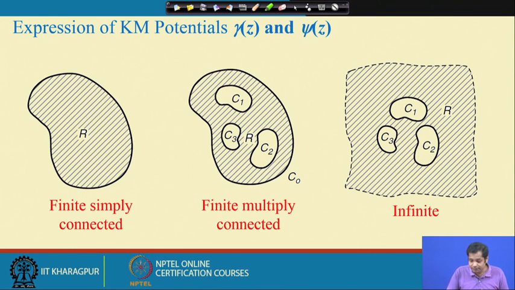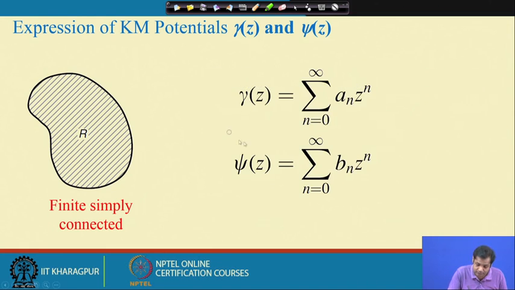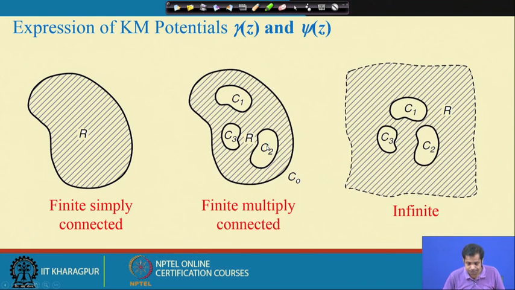You see, there are three different kinds of domain given here. One is the simply connected domain; we already discussed what a simply connected domain is, and it is a finite domain. It has a finite boundary. Then the second one is a finite boundary domain that is multiply connected. You have these internal holes in the domain. And the third one could be simply connected or multiply connected; the important thing is that the domain is an infinite domain.